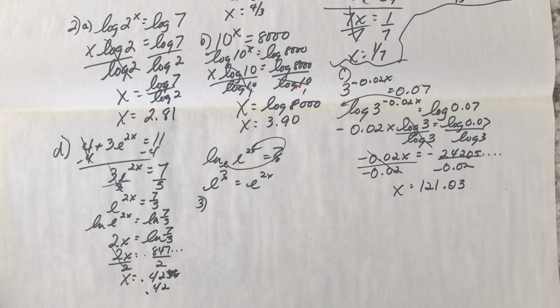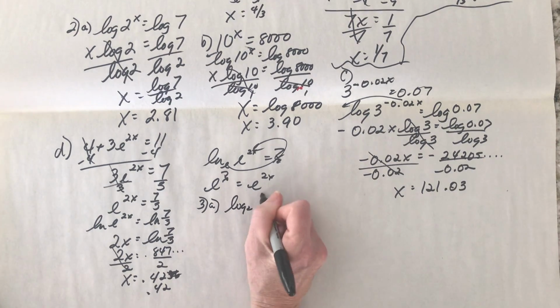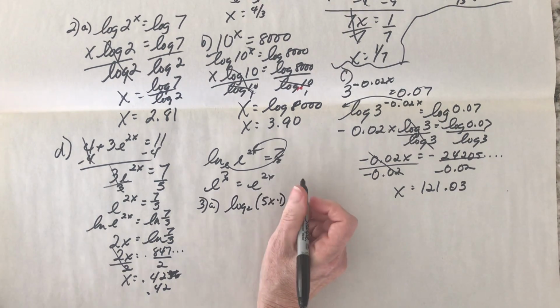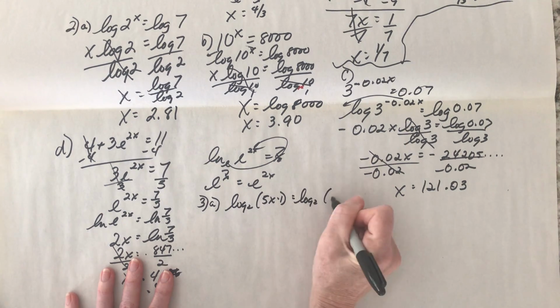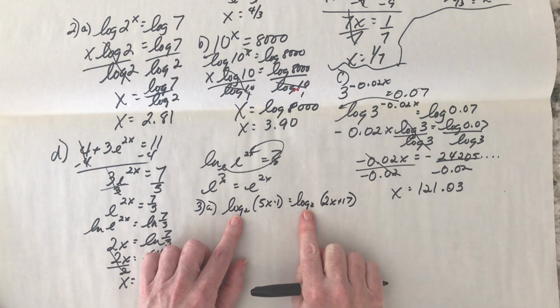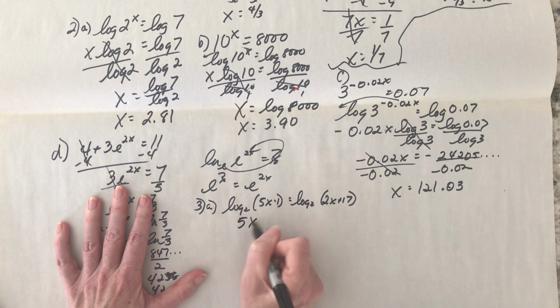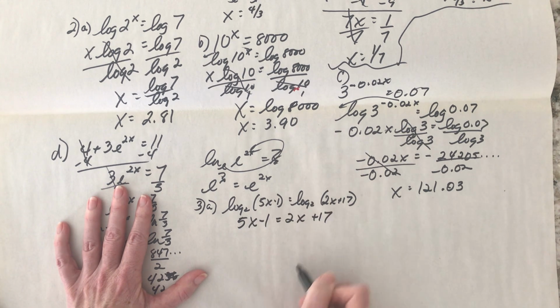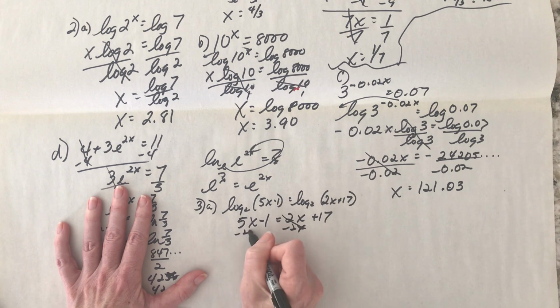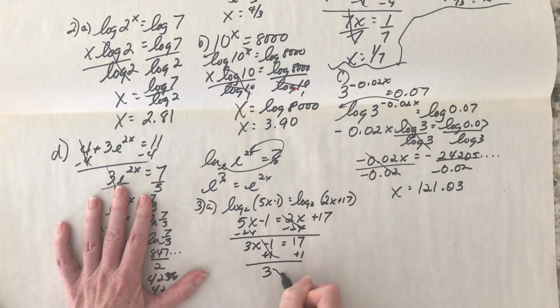Okay, let's grab onto some of these. Let's look at 3a. The problem looks like log base 2 of 5x minus 1 equals log base 2 of 2x plus 17. Again, if both of them are in log base 2, or log base matching, then their logs match. 5x minus 1 equals 2x plus 17. Let's move this around. You can handle this all day long. Add 1. 3x equals 18, so x equals 6.